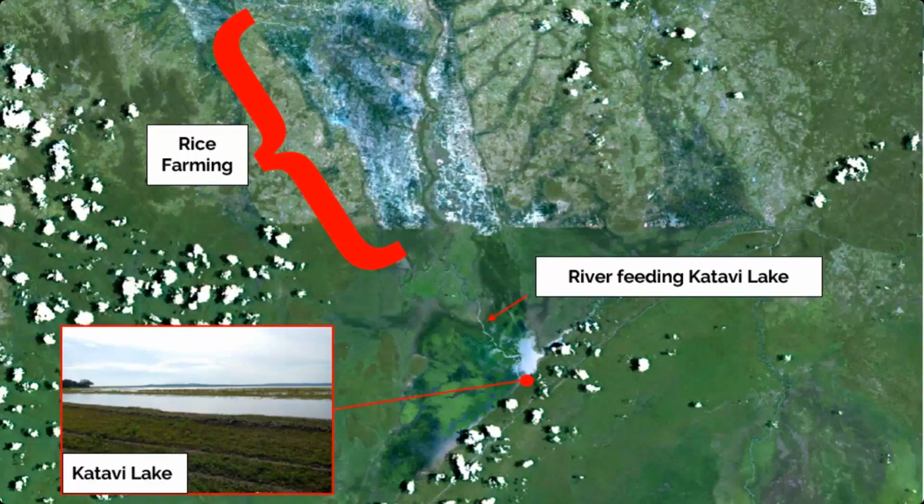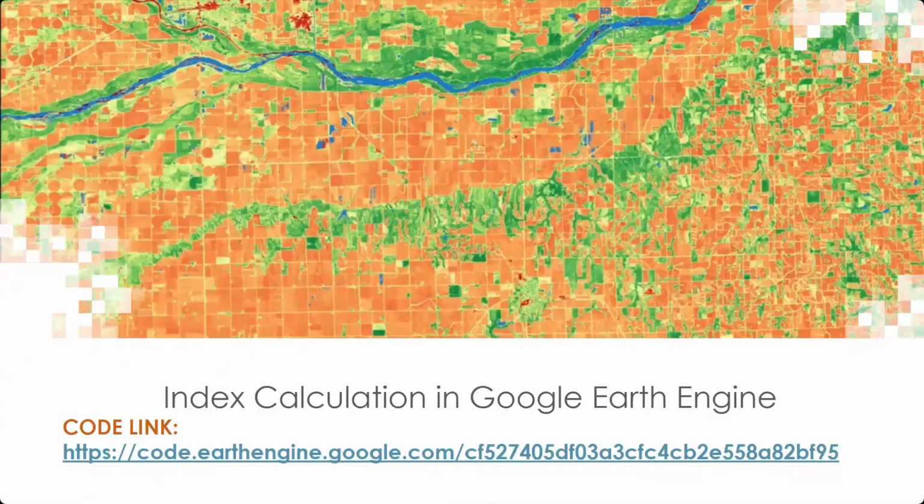At this time, we will start a demonstration of calculating NBR, EVI, and SAVI in Google Earth Engine using Sentinel-2. If you click on this link right here, you should be able to access the code directly, and I encourage everyone to follow along as I work through this demonstration.